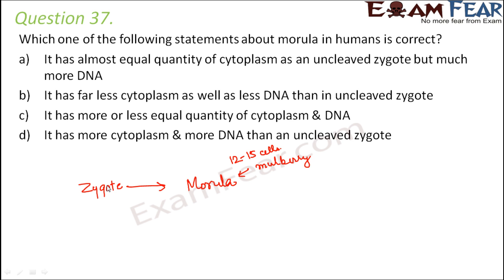When the size of the cells decreases, the amount of cytoplasm doesn't increase, it remains more or less the same because the number of cells is increasing. Initially you had one cell, now you have the same amount of cytoplasm but it got divided into two cells. Again, after some time the same amount of cytoplasm might get divided into 4 cells and so on. So it has almost equal quantity of cytoplasm as an uncleaved zygote but much more DNA.